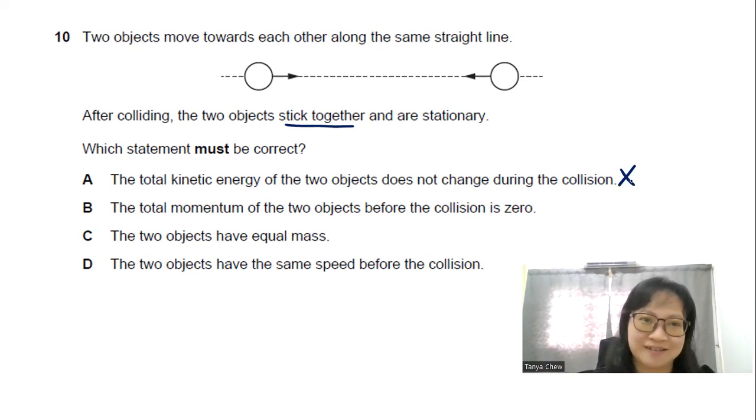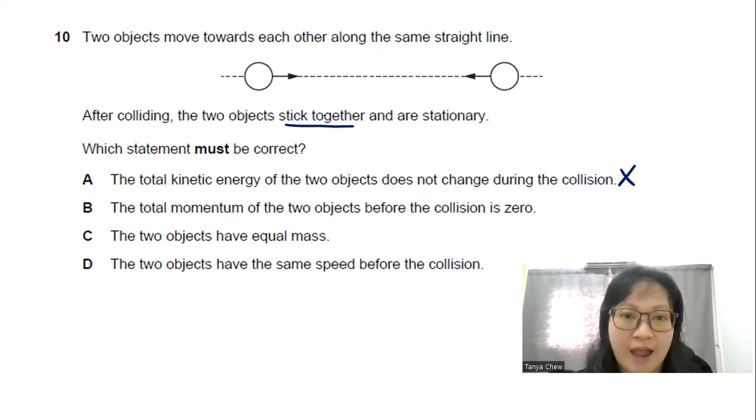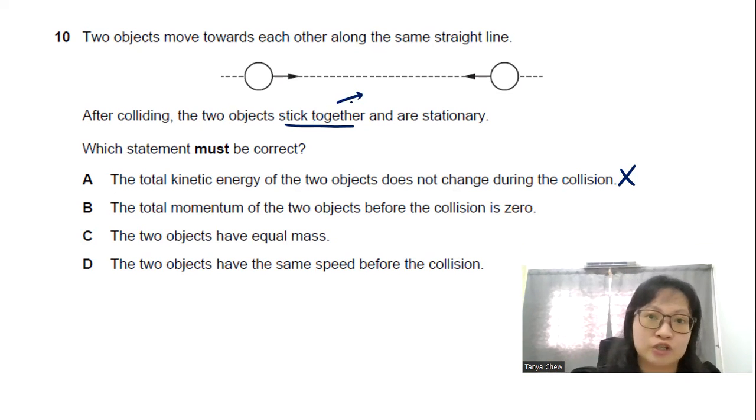No, it is changing because they are moving together. Remember, they are moving towards each other. Of course, it is changing. The total kinetic energy is not conserved because the kinetic energy after the collision is always less than the kinetic energy before the collision.